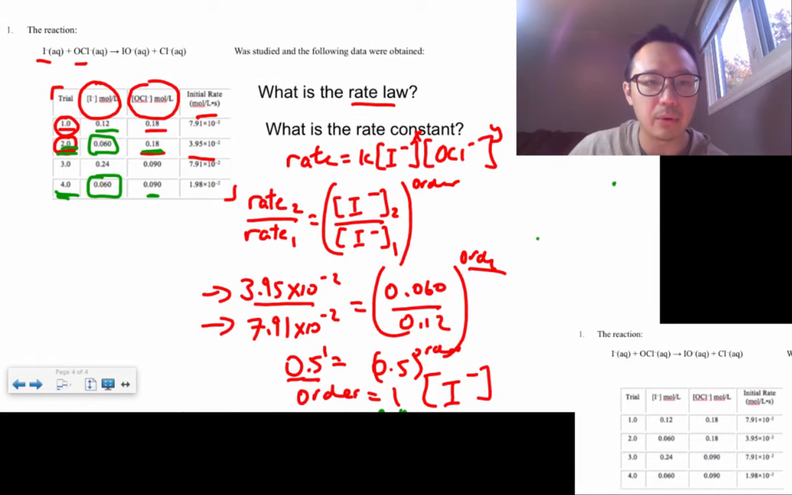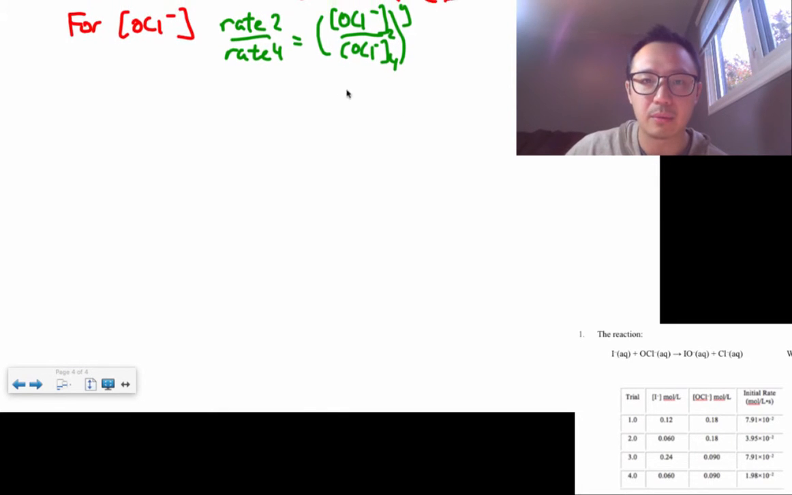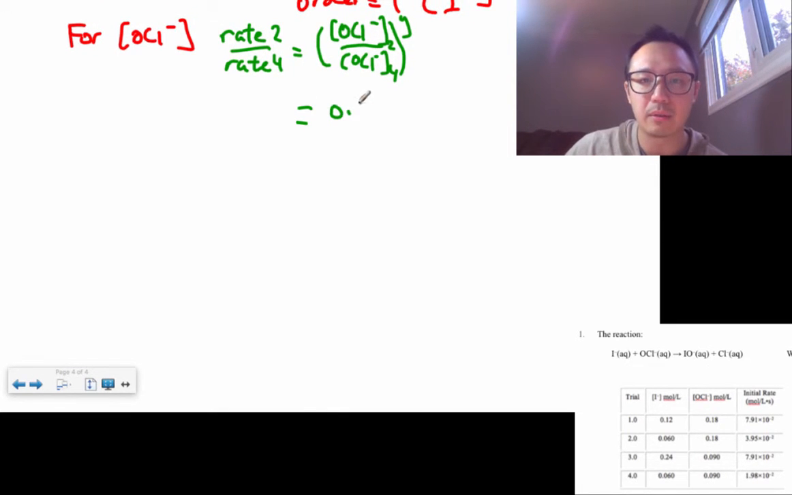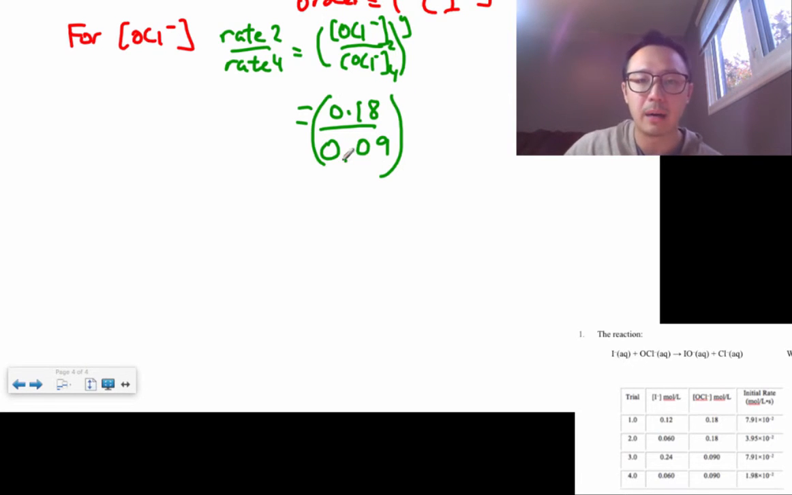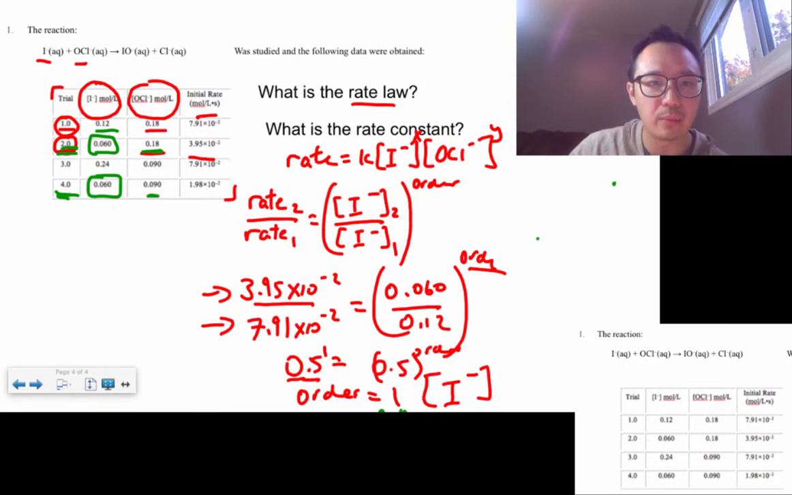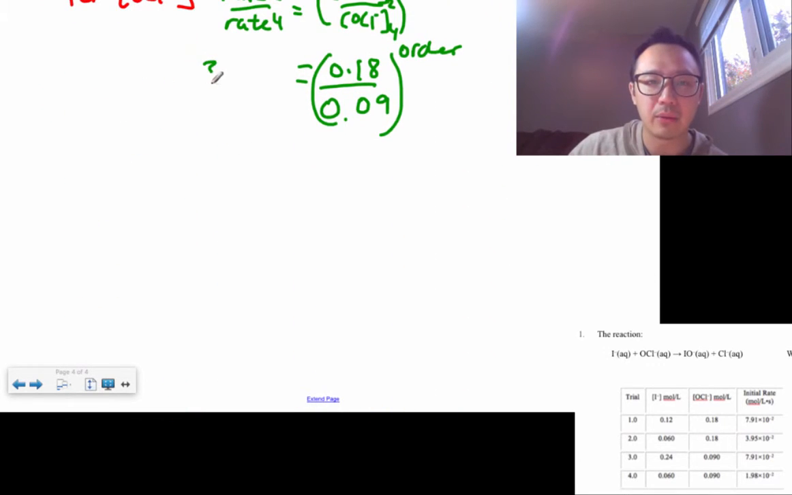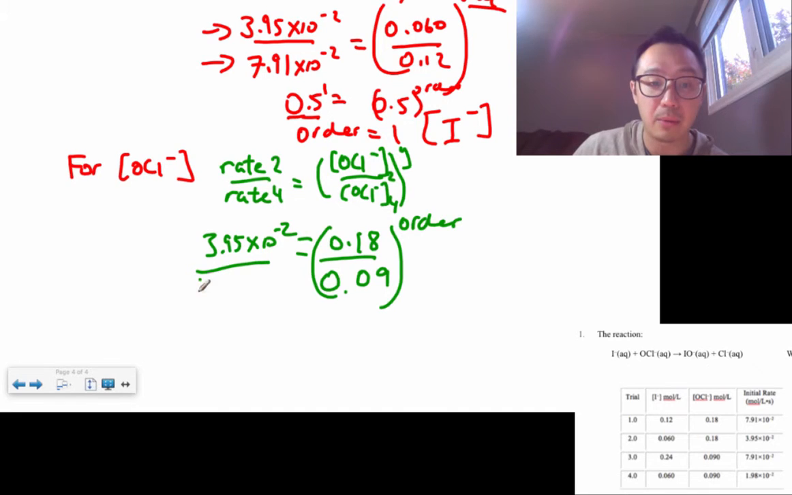So my concentration for number 2 is 0.18 divided by 0.09, all to the power of the order. And my rate here is for rate number 2 and 4. So the rate for trial 2 is 3.95 times 10 to the negative 2, and for trial 4, the rate is 1.98 times 10 to the negative 2. So divide by 1.98 times 10 to the negative 2.